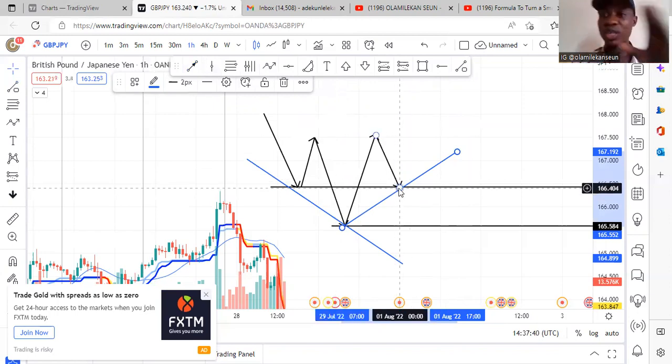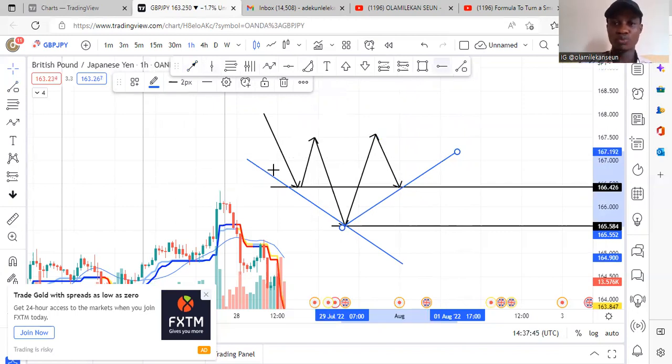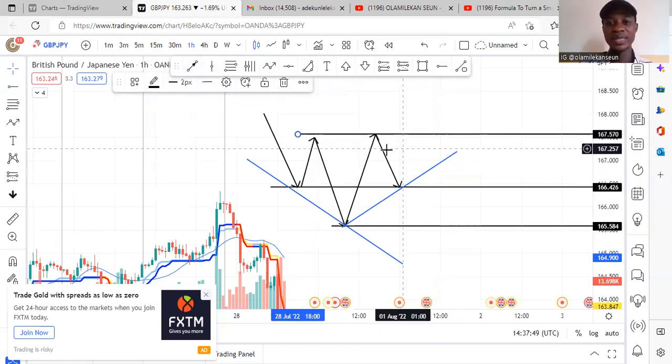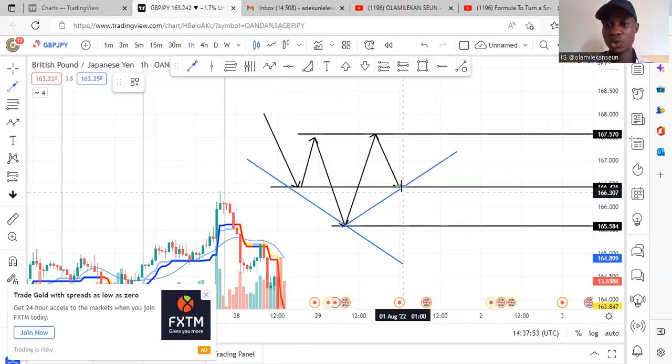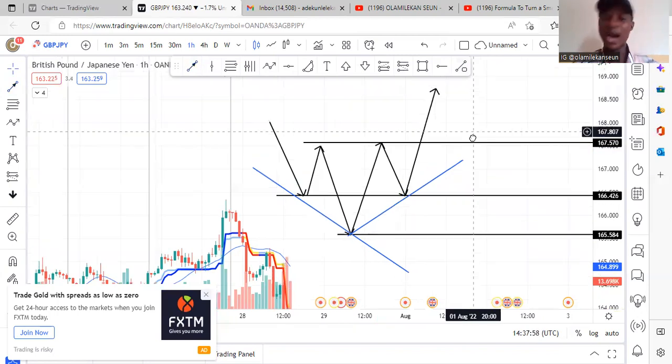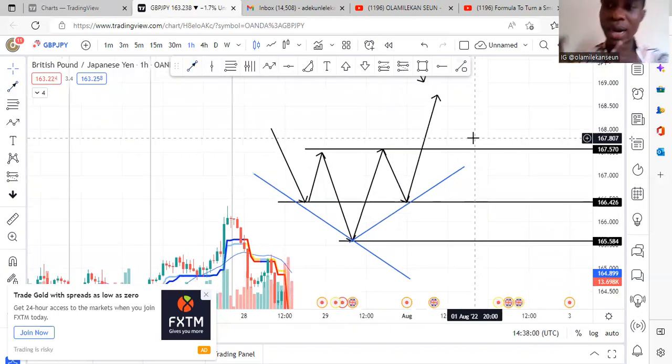But if you are not an aggressive trader, just wait for the market to break this neckline. Wait for the market to break this neckline and enter your trade. So that is actually the easiest way to identify the head and shoulder, and then the inverted head and shoulder that we have in the market.